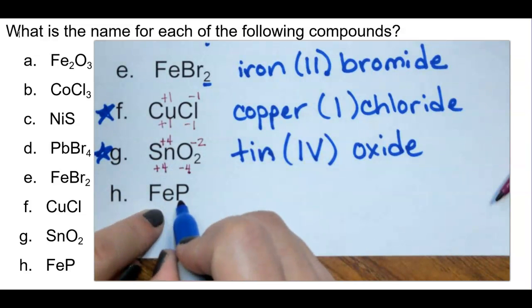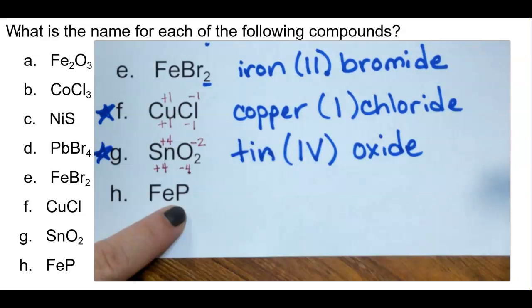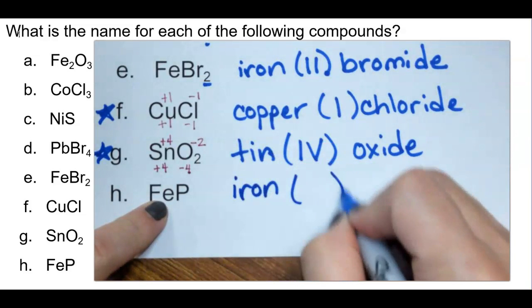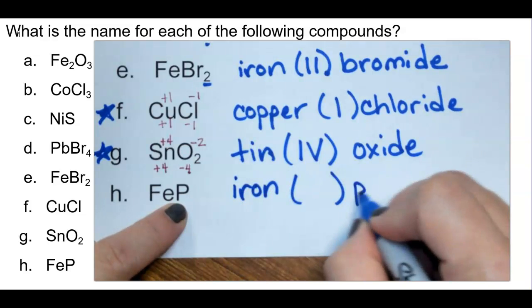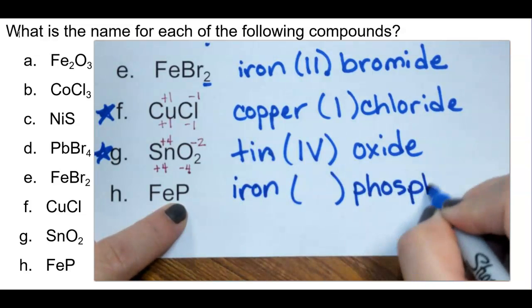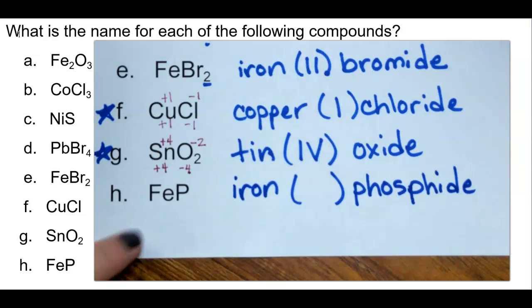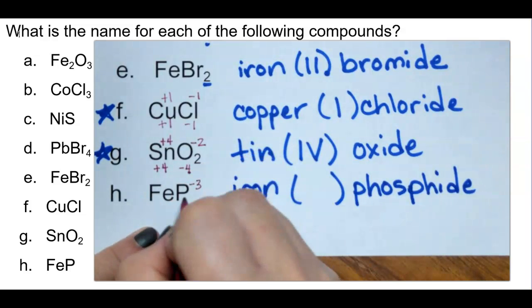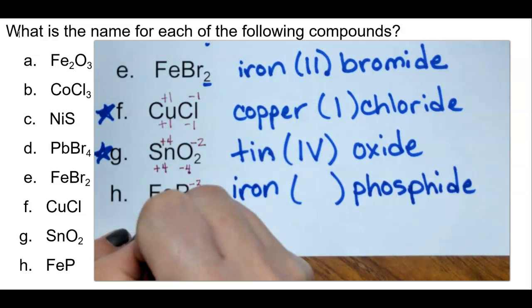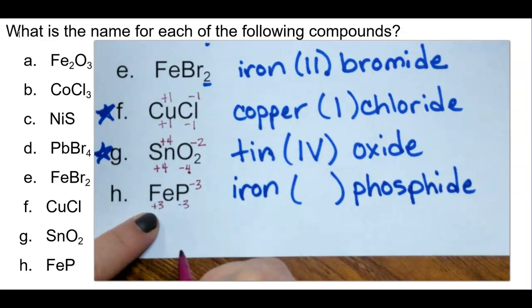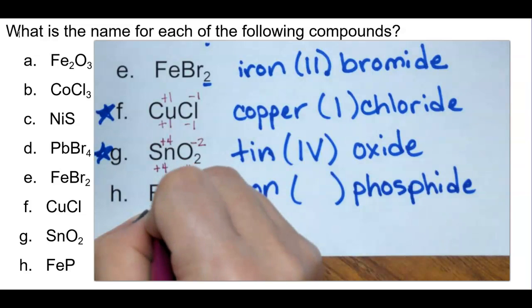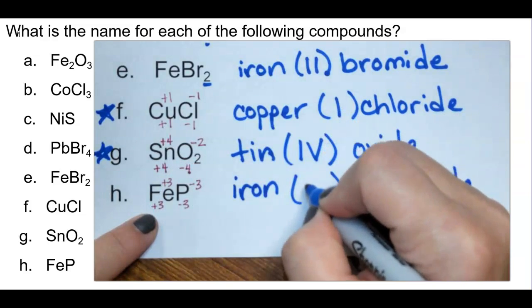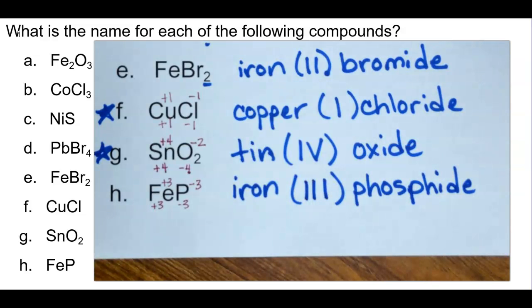Lastly, we don't know the Roman numeral. There's no subscript here, so we can't use a subscript. So it's going to be iron, some Roman numeral, and then phosphide. And then if I use the box method, phosphide is a -3, which means I have an overall -3, which means I need an overall +3, and since there's only one iron, then it's going to be a +3 charge. Therefore, it is Roman numeral 3.